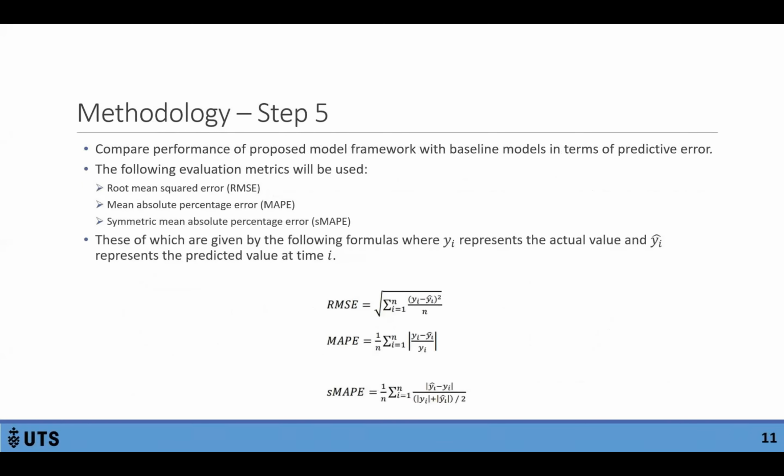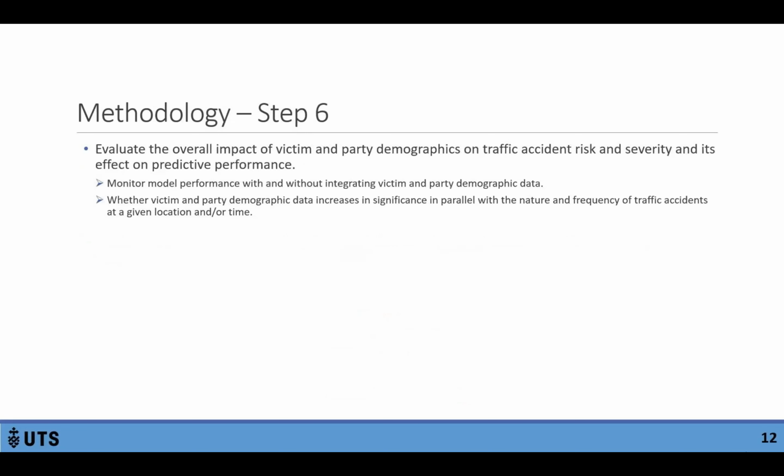Step 5 involves comparing model performance against the baseline models in terms of predictive error. For this, we use 3 key evaluation metrics: root mean squared error, mean absolute percentage error, and symmetric mean absolute percentage error. Finally, we evaluate the overall impact of victim and party demographics on traffic accident risk and severity, and its effect on overall predictive performance by monitoring model performance with and without integrating victim and party demographic data, and whether such data increases in significance in parallel with the nature and frequency of traffic accidents at a given location and/or time.